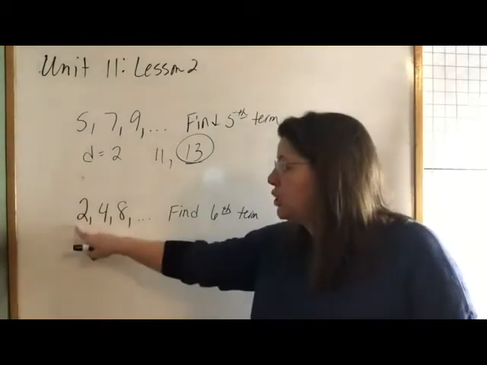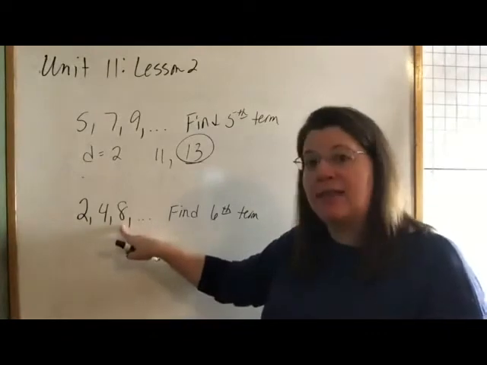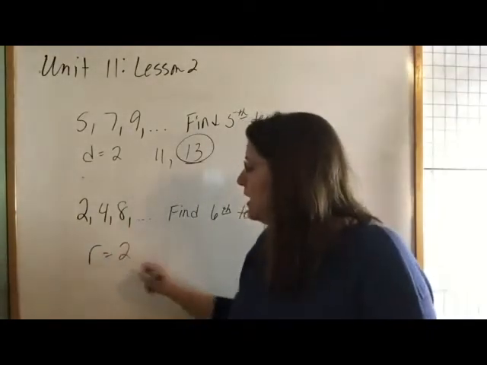So 4 divided by 2 is 2. So we think R is 2. So 4 times 2 is 8. And yes, that's true. R is going to be 2.